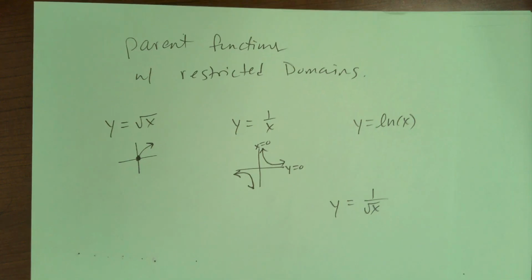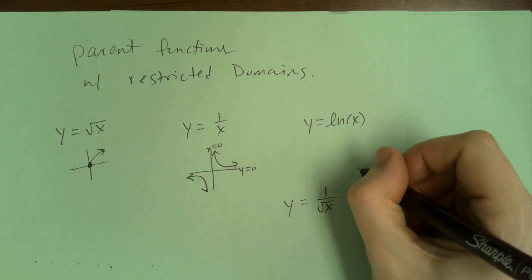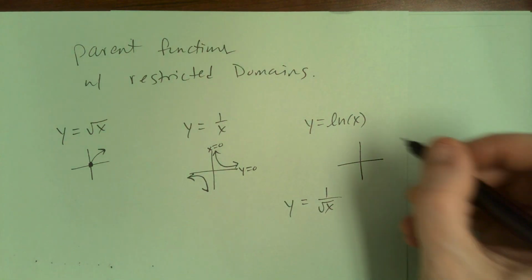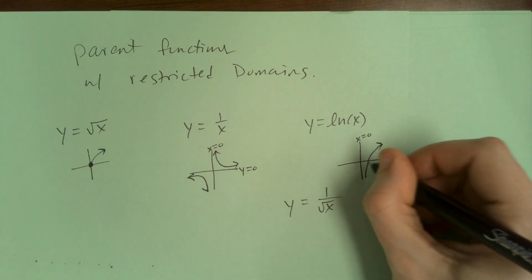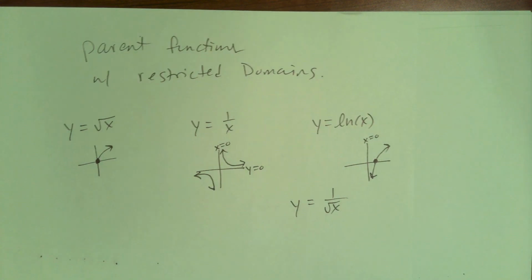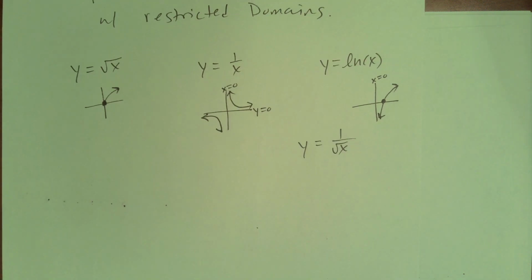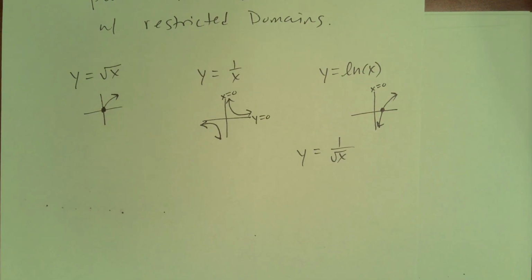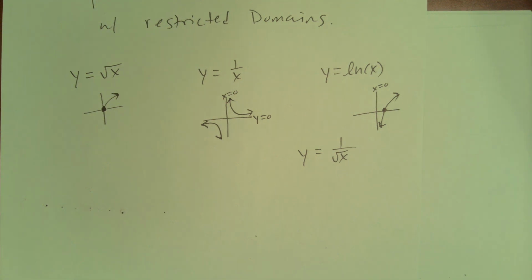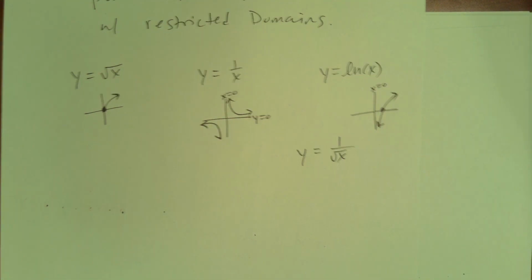Okay, and it looks like that. This one here, only 1 asymptote, x equals 0. Okay, and it looks like that. And then this one here, this is not one of our typical parent functions, but it could totally help when you are doing a domain problem.